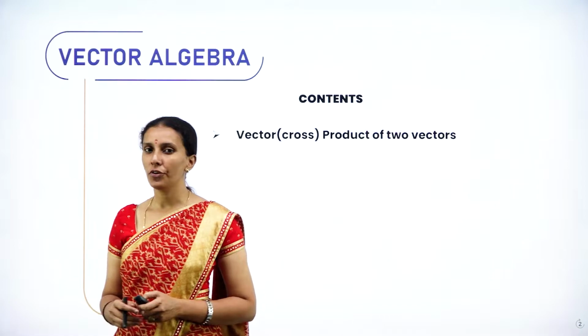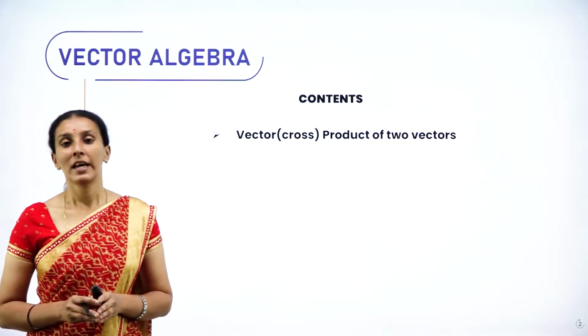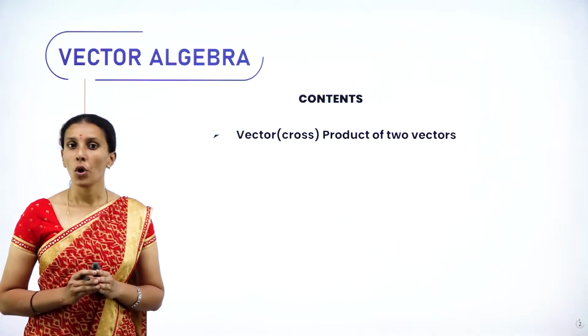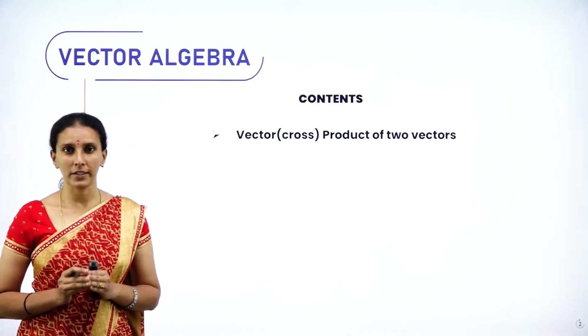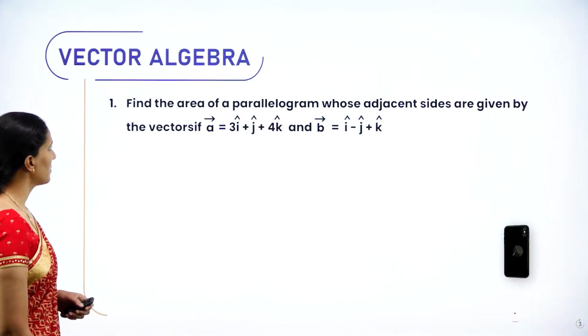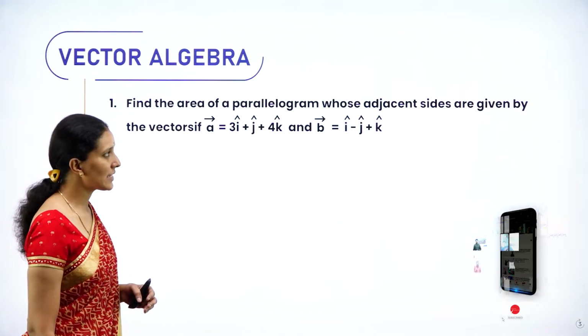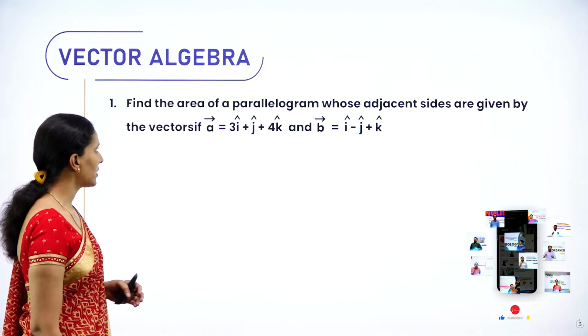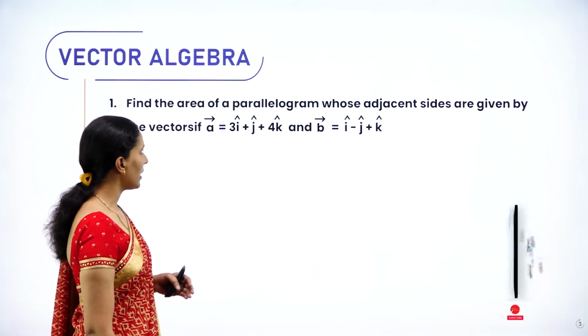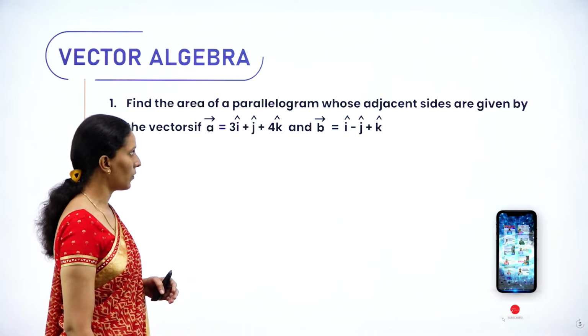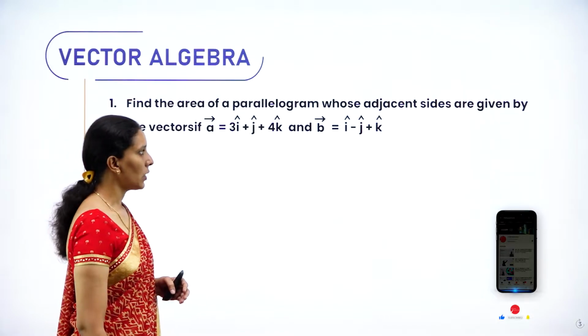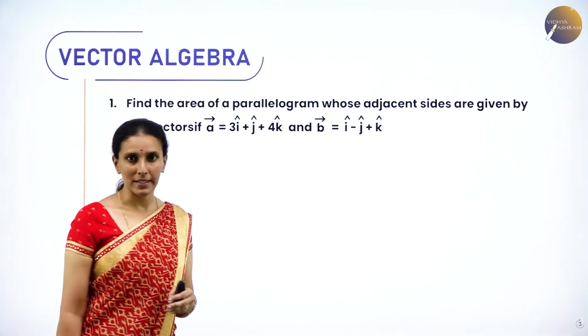So in this session, we are going to take up problems related to the cross product or vector product of two vectors. So let's see the problems. Find the area of a parallelogram whose adjacent sides are given by the vectors, if vector A is 3i plus j plus 4k and vector B is equal to i minus j plus k.